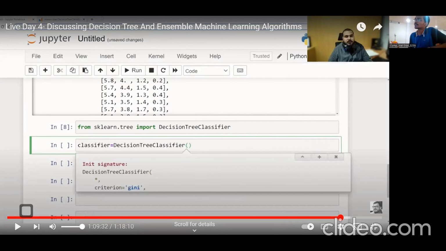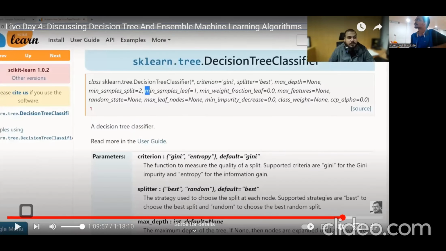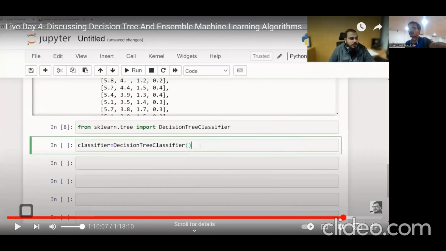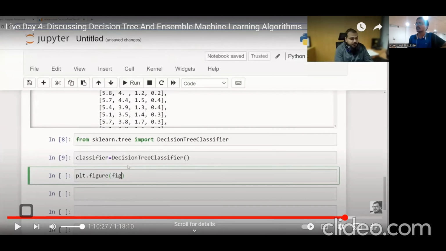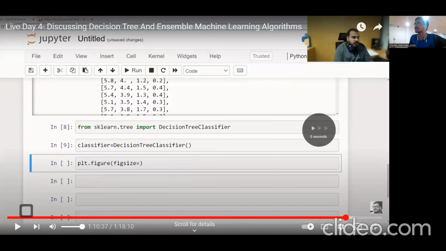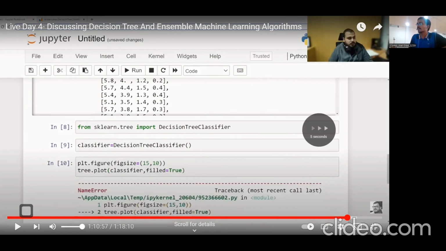Then we create an object of this class. And by default, the splitting is Gini, as mentioned earlier. Then we need to fit this. Initially we are setting the figure size also, because when we build our model, we can actually print the decision tree. We are setting the figure size in the plot to occupy 15 row size and 10 column size. And now this tree, we need to plot.